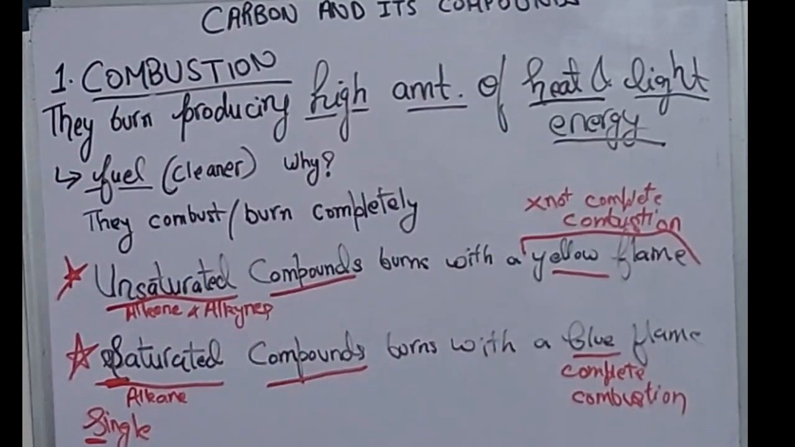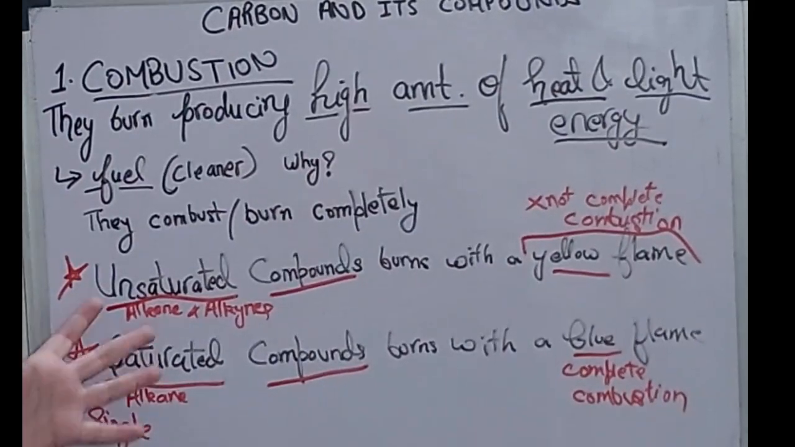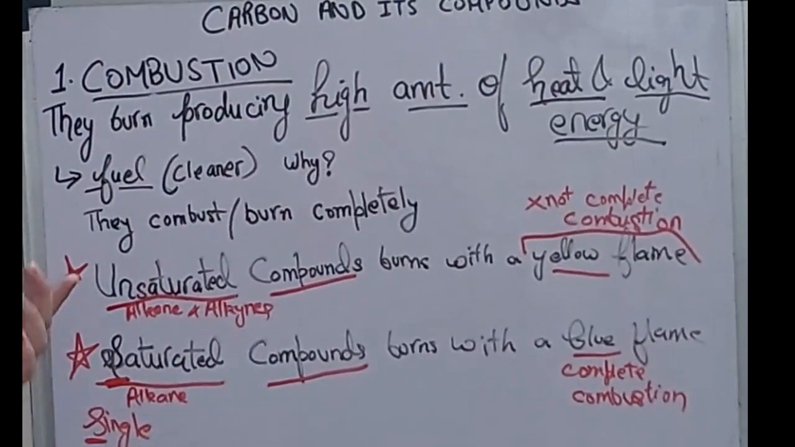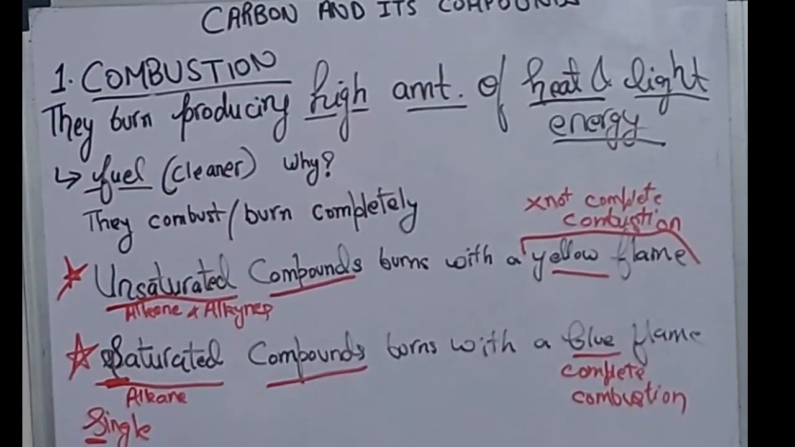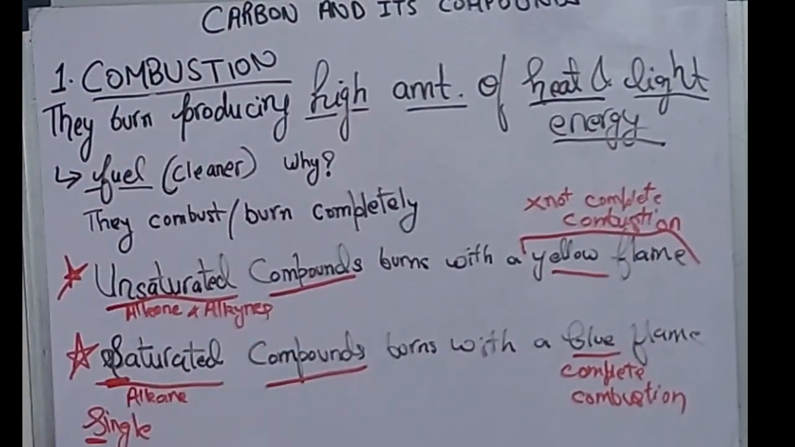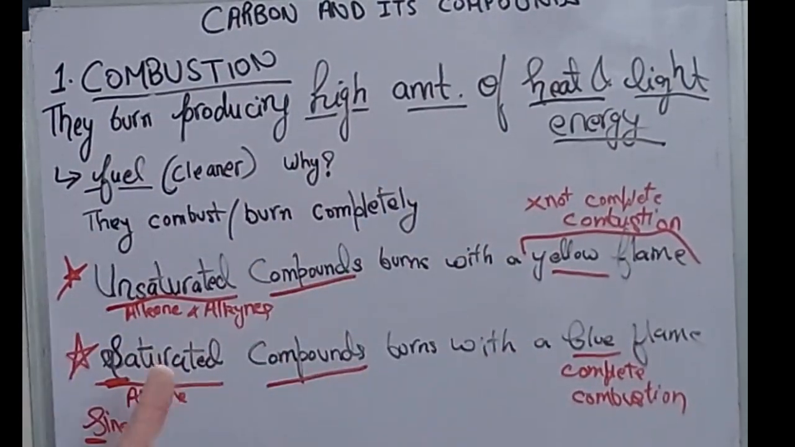This whole statement means that unsaturated compounds, like alkenes and alkynes, are what you must know the examples of: alkenes like ethene, propene, butene, pentene, and alkynes like ethyne, propyne, pentyne, hexyne. So when you burn that kind of compounds, you will find that they burn with a yellow flame, and that yellow flame in particular shows you that it is not having the complete combustion.